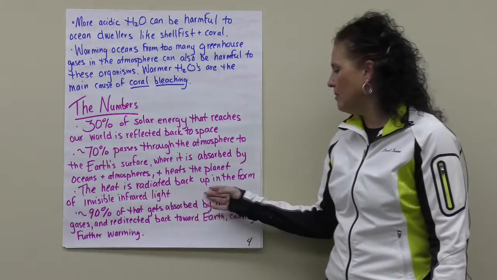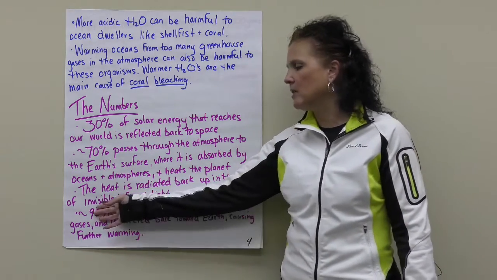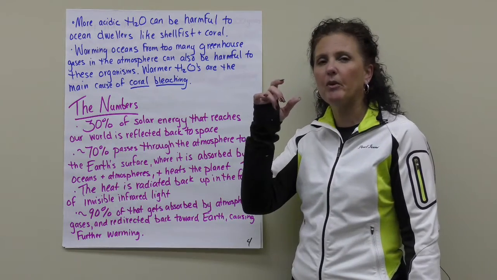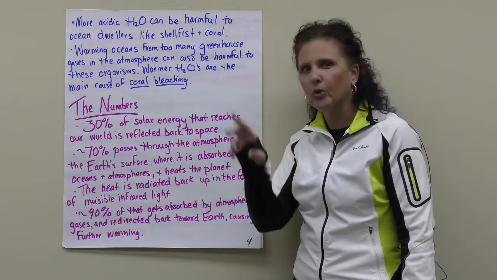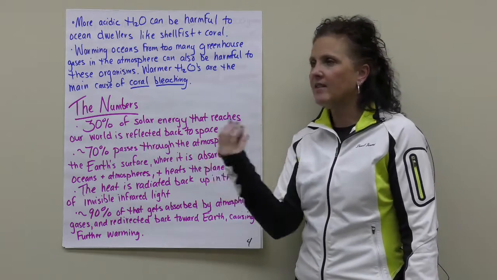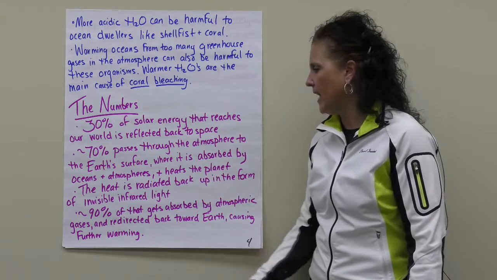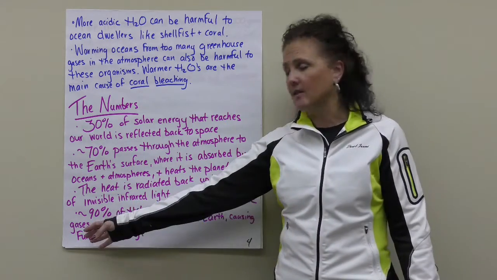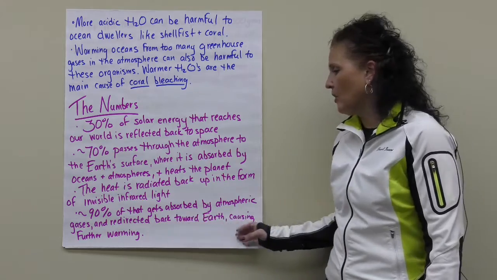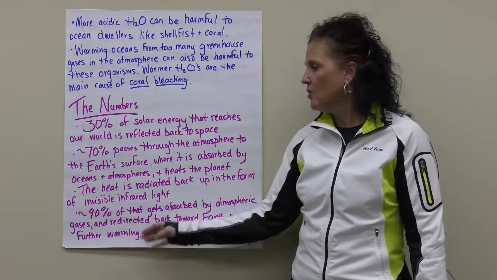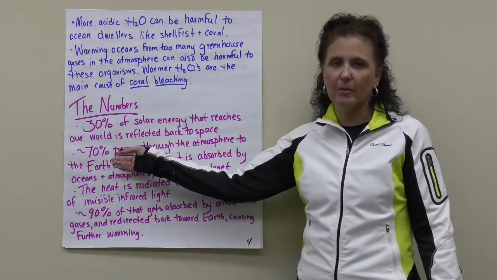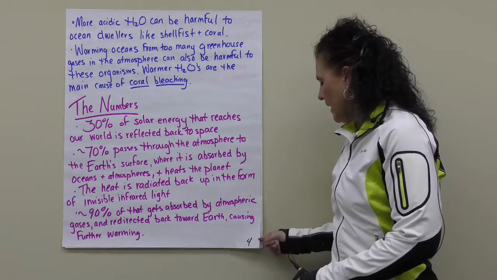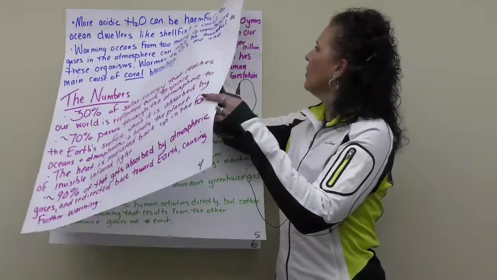This heat is radiated back up in the form of what's called invisible infrared light, right? Like those night goggles, you ever see people put those on and they can see blue or green, whatever the warmth is? That's infrared. It's radiating that heat. About 90% of that gets absorbed by the atmospheric gases and redirected back toward the Earth, causing further warming. So 90% of this 70% is going to stay here. It's not going to get back up and released back out into our atmosphere.